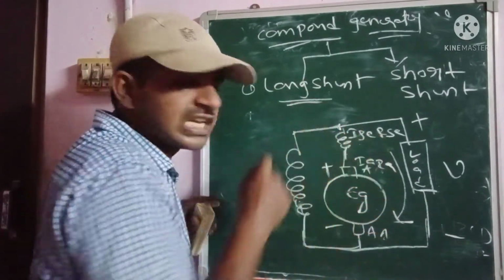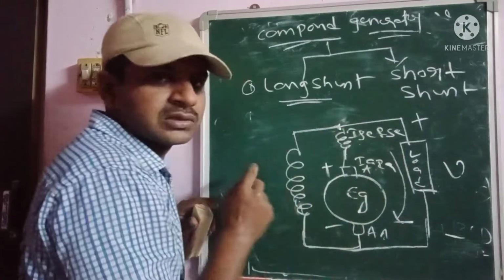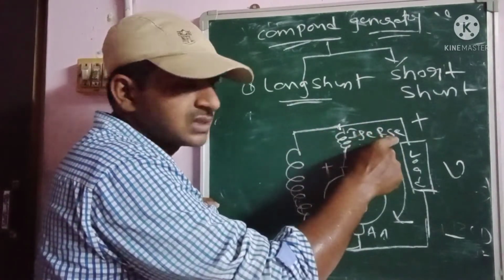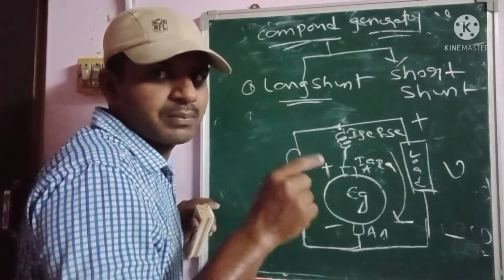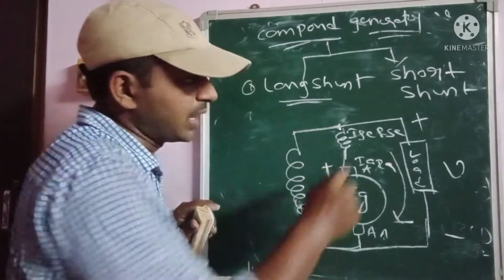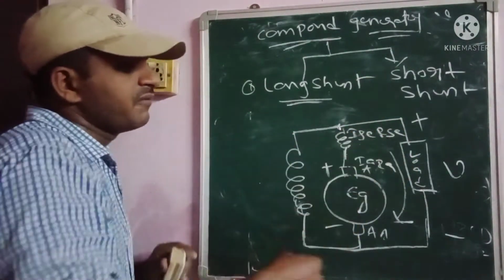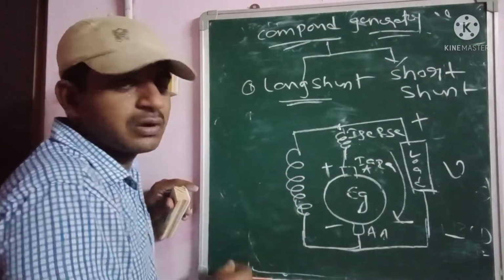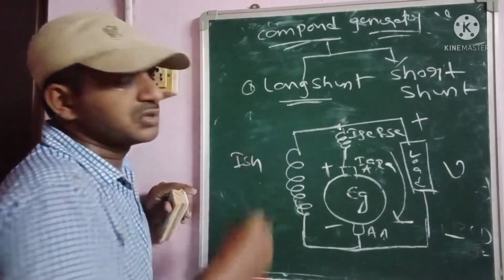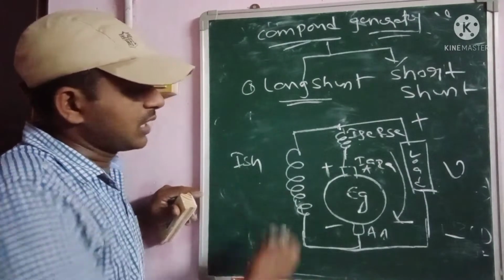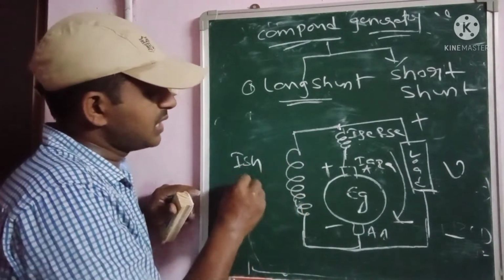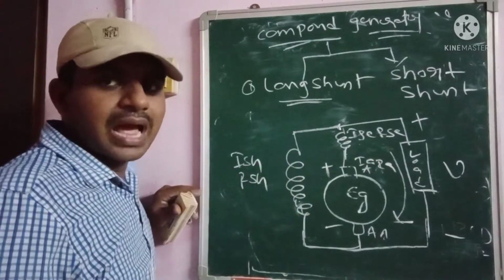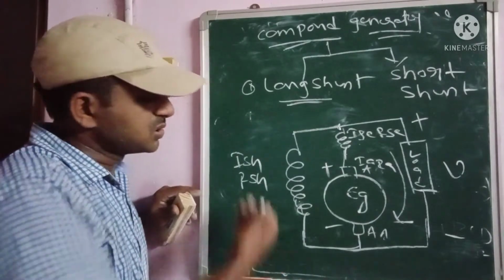As well as this is the series field, that's why it's given as RSC. So the total will be given as ISC into RSC. According to Ohm's law, V is equal to IR. Please remember that formula, very, very important. Coming to the shunt field winding, which carries ISH, with some resistance, the drop is ISH into RSH.